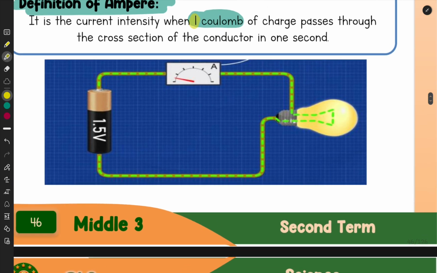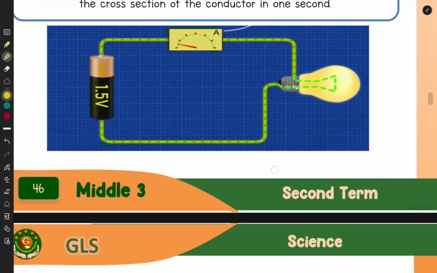Okay, we have here the electric cell, which is 1.5 volt. This is the potential difference of it. And we have something else called an ammeter, and this ammeter measures the current intensity of the electric current that passes through the wire.